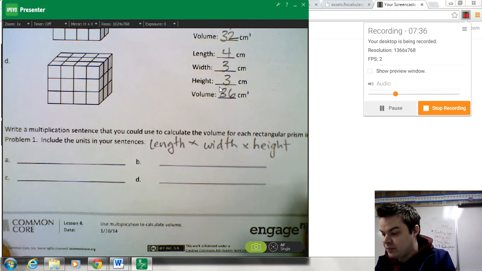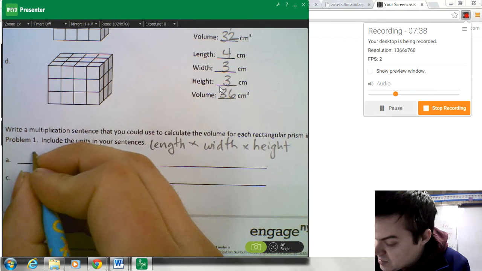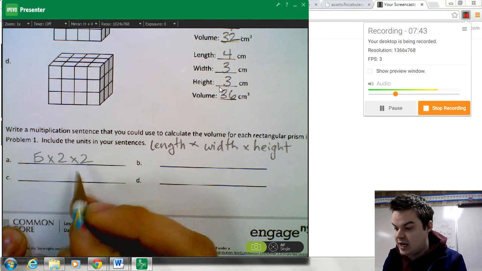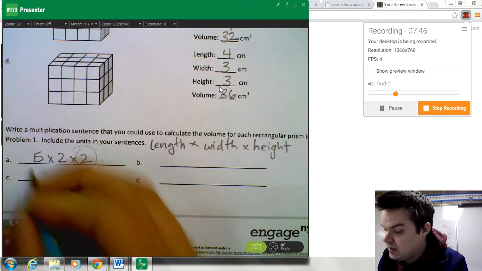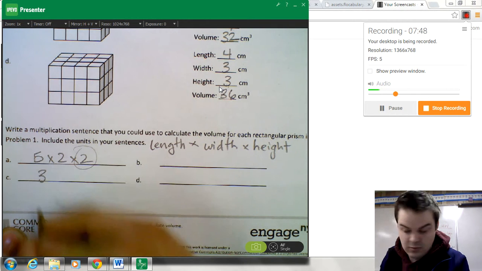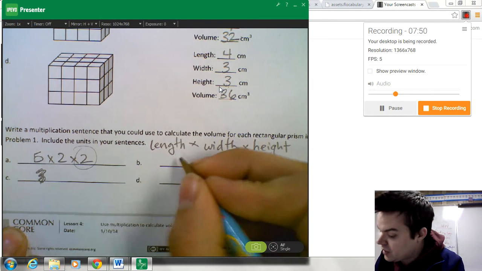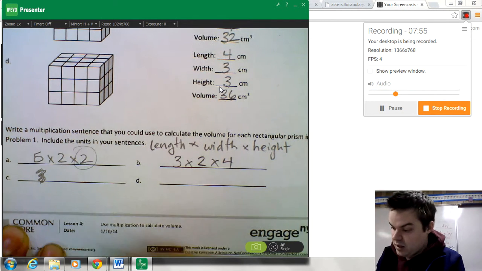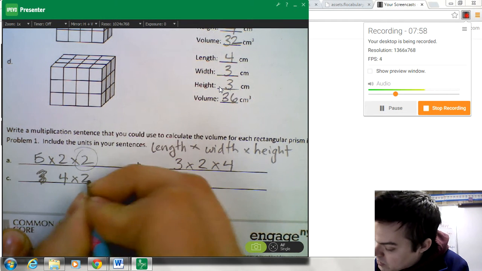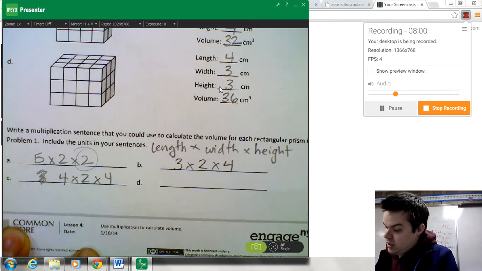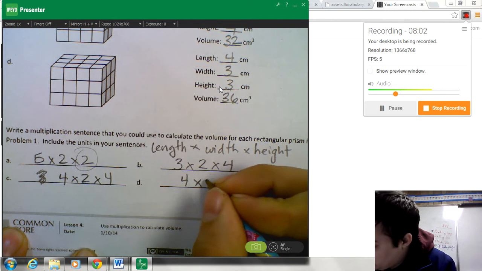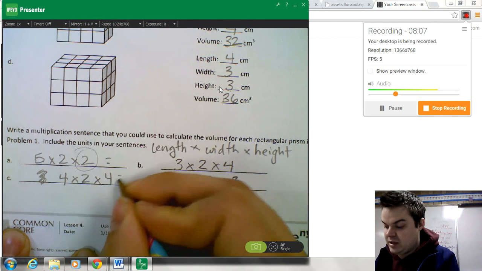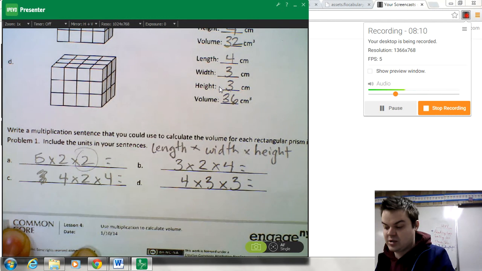Now, you should have put, for any of these, A should have been 5 times 2 times 2. You do one of these facts at a time, then do the last one. The last one is your height. The next one should have been 3. Oops, this is letter B. 3 times 2 times 4. And the next one is 4 times 2 times 4. And the last one is 4 times 3 times 3. And all of these would be equal to the final volume that we discovered, right?